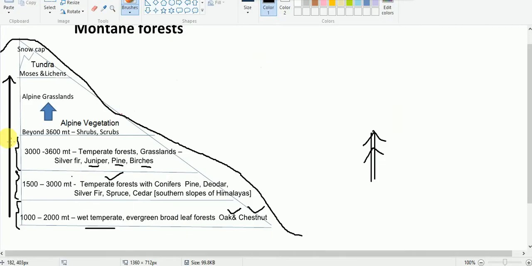See here, beyond 3,600 meters above the sea level, from the shrubs and the scrubs, it gives way to alpine grassland. Shrubs and scrub refer to alpine vegetation, so from the alpine vegetation it is merged to alpine grassland.